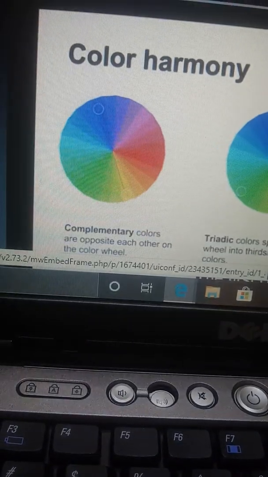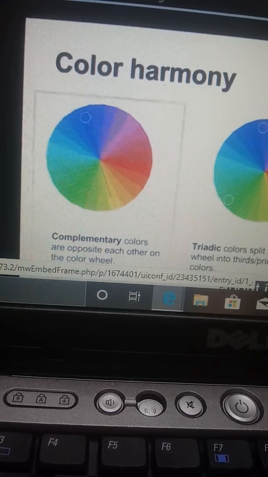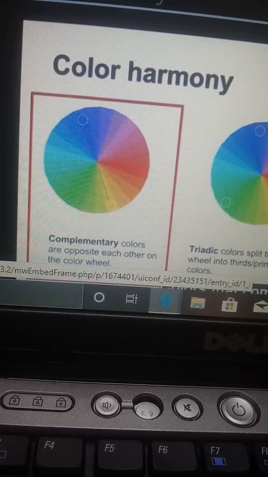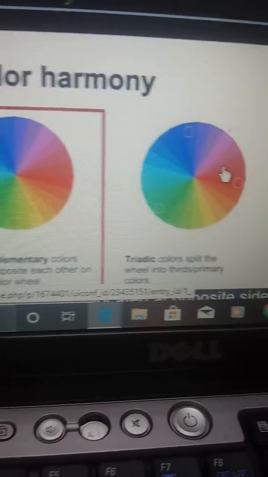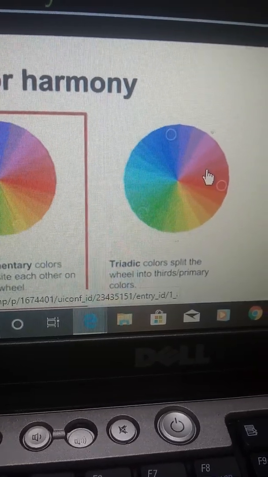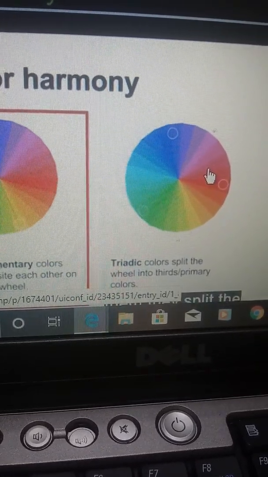The first harmony we're going to talk about is complementary colors. Colors that complement each other are located at opposite sides of the color wheel. If you draw a line between them, they split the color wheel in half.